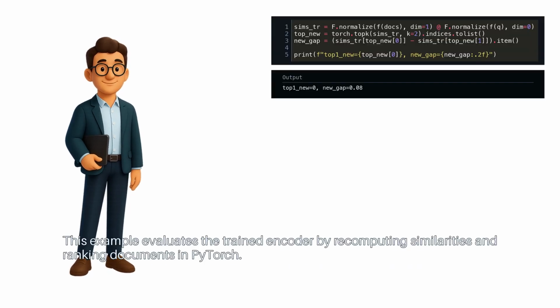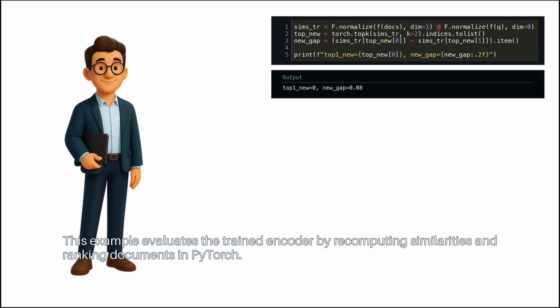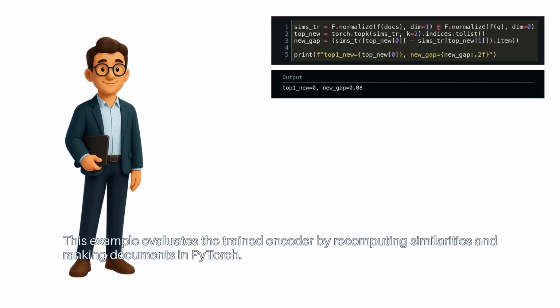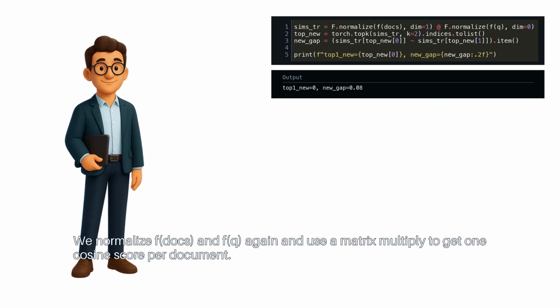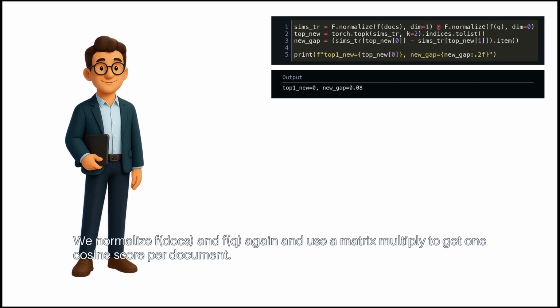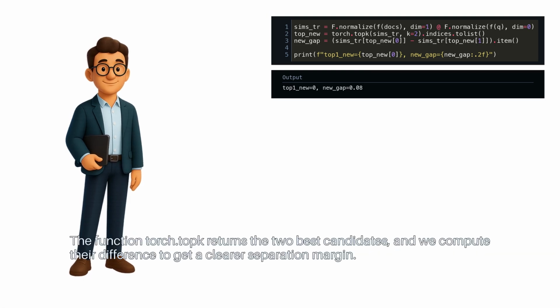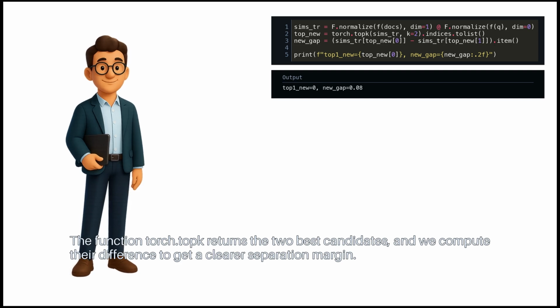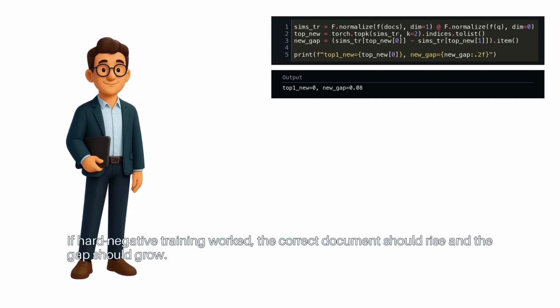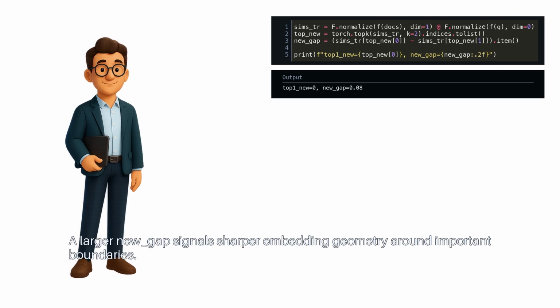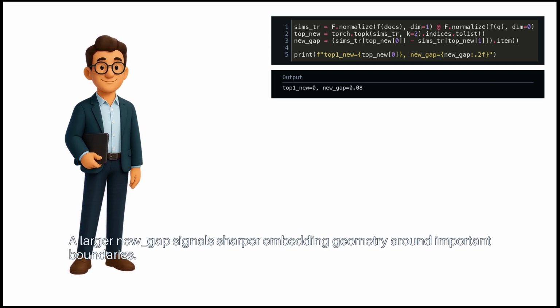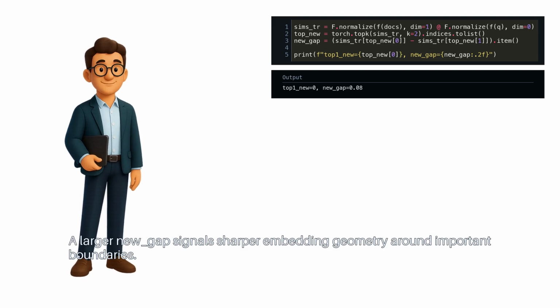This example evaluates the trained encoder by recomputing similarities and ranking documents in PyTorch. We normalize fdocs and fq again and use a matrix multiply to get one cosine score per document. The function torch.topk returns the two best candidates, and we compute their difference to get a clearer separation margin. If hard negative training worked, the correct document should rise and the gap should grow. A larger new gap signals sharper embedding geometry around important boundaries.